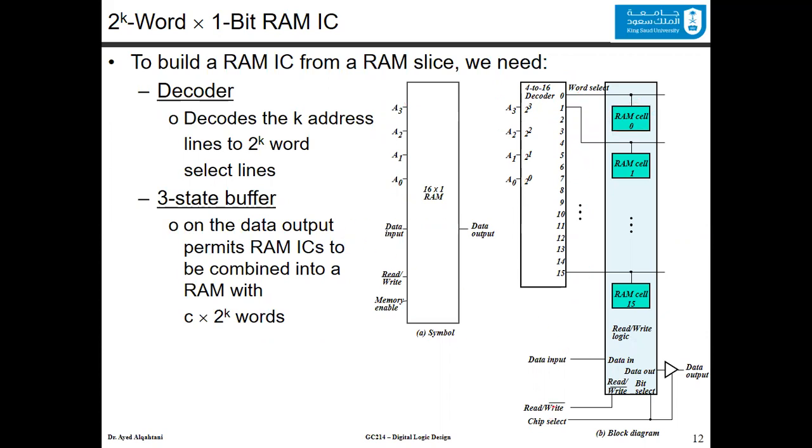Now, you also have the normal inputs and controls that we discussed. We have the read and write control. We have the data input in case you want to write data, and you have the data output in case you want to read the data. Notice that this is the usage of the tri-state buffer on the data output, which permits the RAM integrated circuit to be combined into RAMs with bigger sizes, as you can see here.